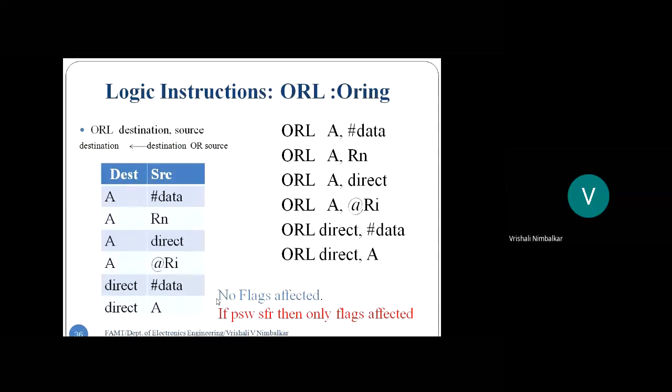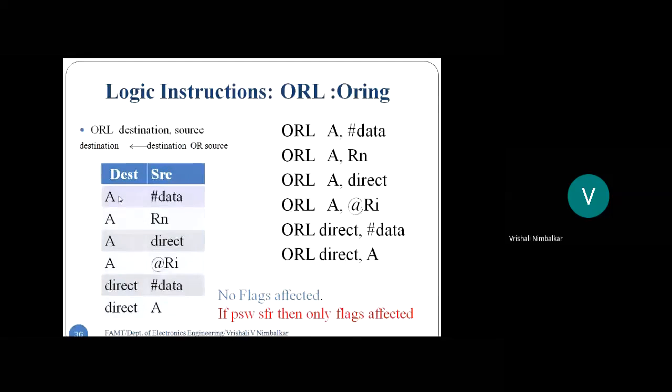ORing, right? The logical instruction OR. The ANDing instruction has the same format as OR and XOR, right? So we will quickly take a look at this. ORing is again of the same format. ORL is a mnemonic, destination comma source. Data from destination is ORed with source and the result is stored back in destination. OR truth table, if you remember, anything ORed with 1, the output is 1. Anything ORed with 0, the output is the same as the input. Remember this.